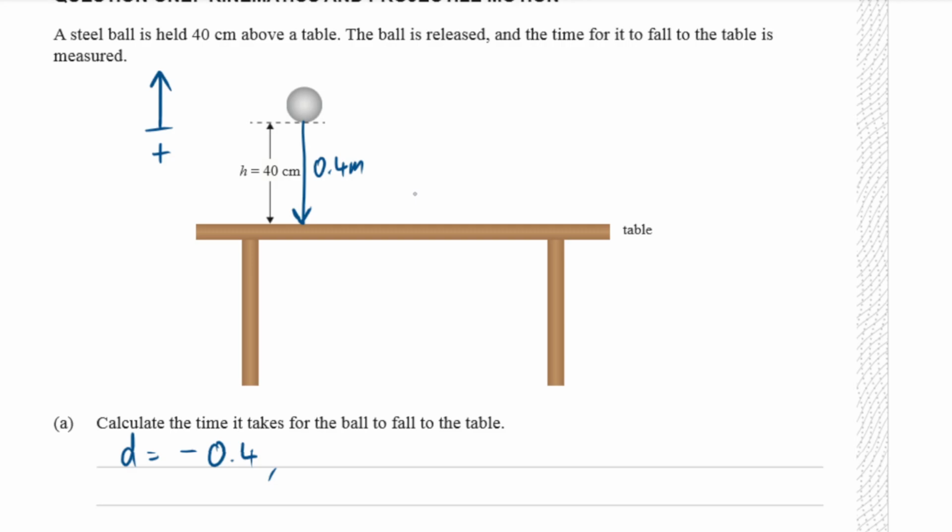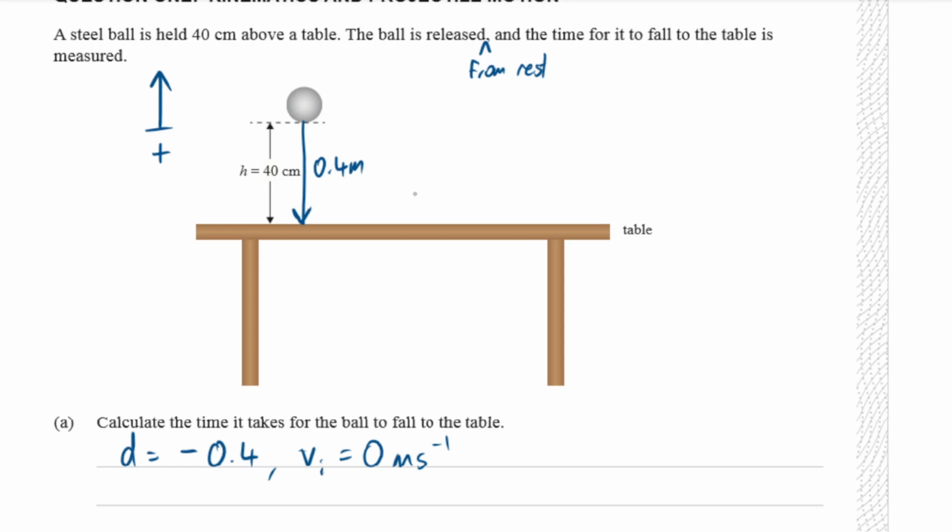What else do we know? It is released. Could we assume that the initial velocity is 0? Yeah, I think that's a fair assumption. They should have said it is released from rest, just to be a bit more specific, but we can definitely assume that. So VI for initial velocity is 0 meters per second. We don't need a positive or negative here.